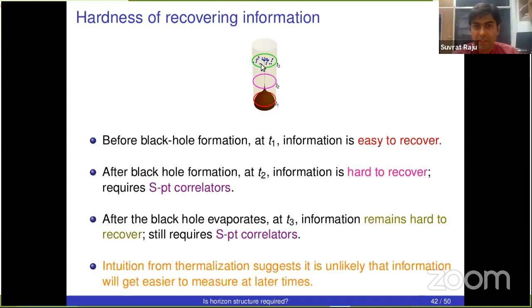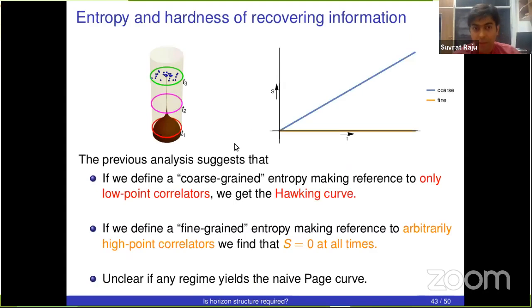Okay, so the claim is that it's harder to get information at T3 than it is at T2. And so this suggests the following picture for the entropy. Either you could define a coarse-grained entropy, where you make some correlation functions, maybe low-point correlation functions, and then you would get the Hawking curve. The entropy just keeps going up. Or you could define a fine-grained entropy where you allow the person to measure arbitrarily high-point correlators. And then you would find that the entropy is zero at all times in this case.